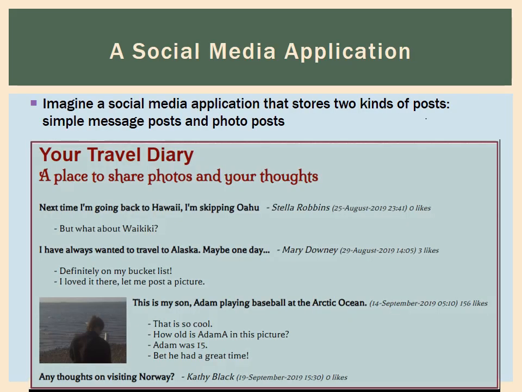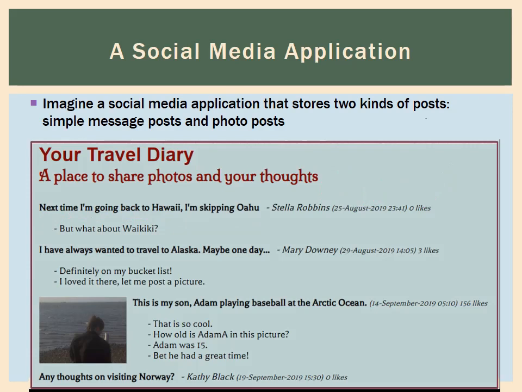So this window looks like a social media application that lists posts about traveling. Some of the posts are simple message posts. Some of the posts are photo posts. For example, this first post here just has a message. "Next time I'm going back to Hawaii, I'm skipping Oahu." We get to know the author of the message, Stella Robbins. We see the date it was posted, and we see how many likes it had.